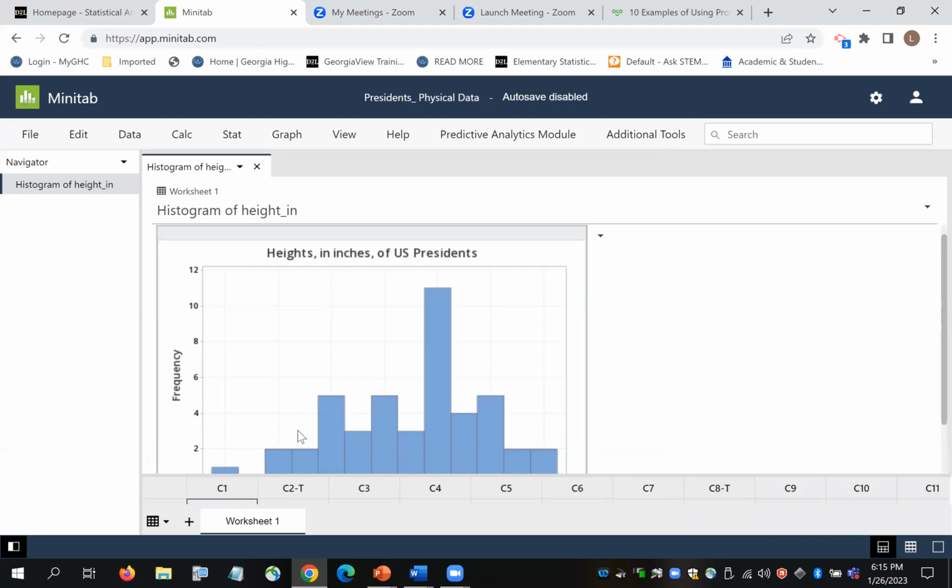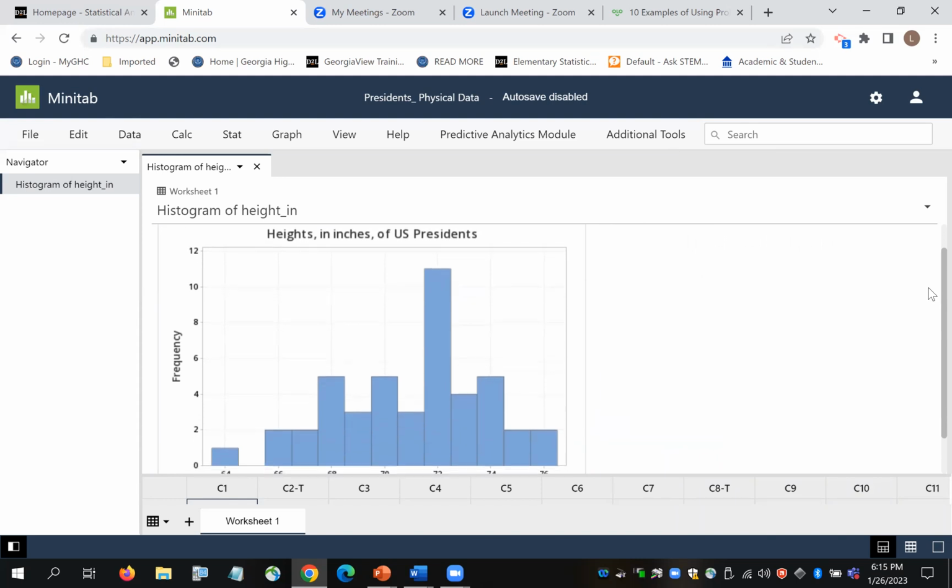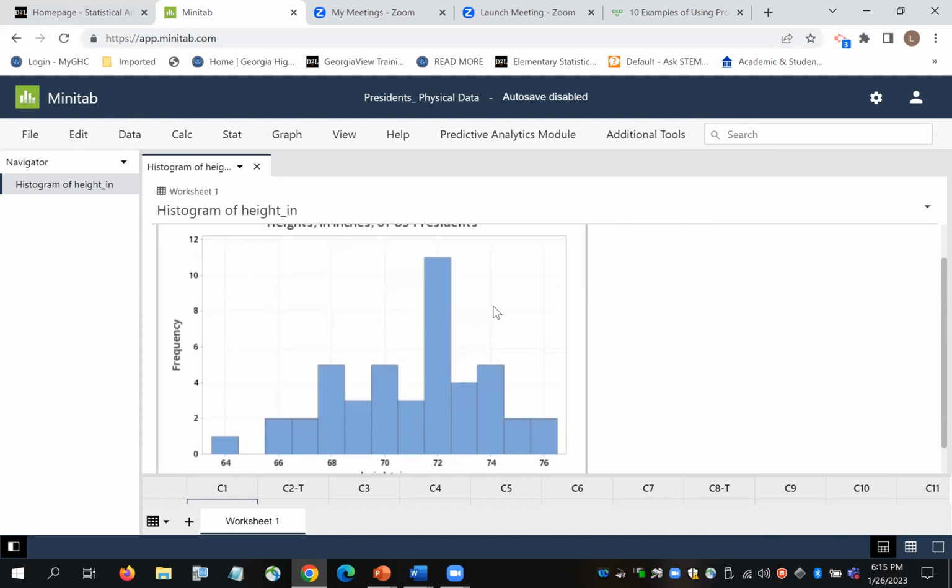Once I'm done, I can close that window. Remember, I mentioned to you that while you're in Minitab, this is interactive. If I hover my mouse over the first bar, that first bar is in the bin or the group 63.5 to 64.5 with a value of 1. If I go over to the tallest bar, it's between 71.5 and 72.5, and there were 11 values.